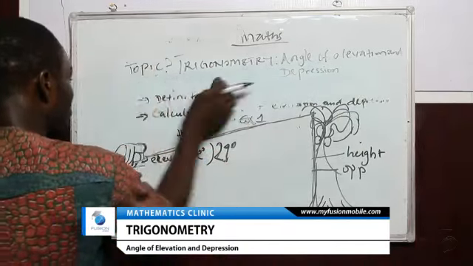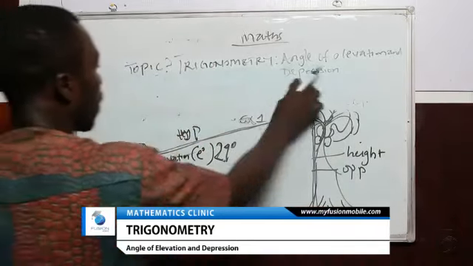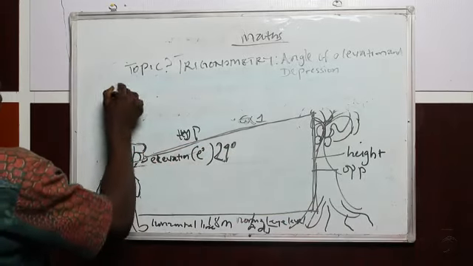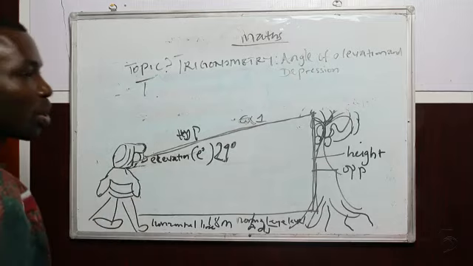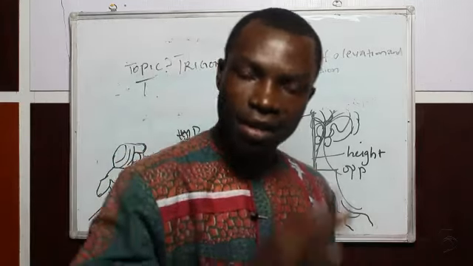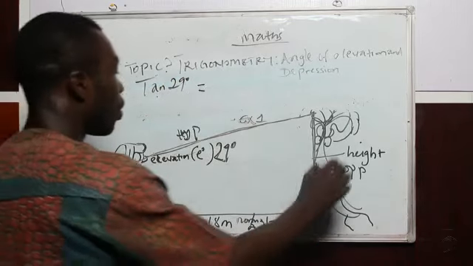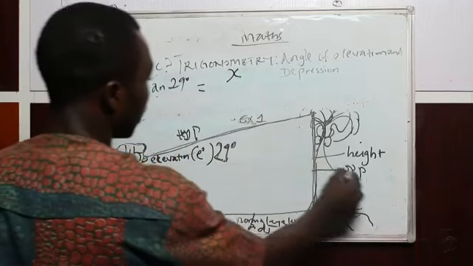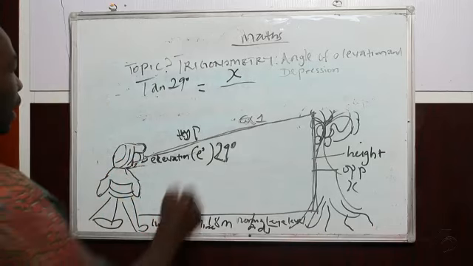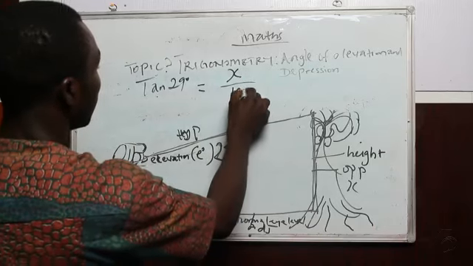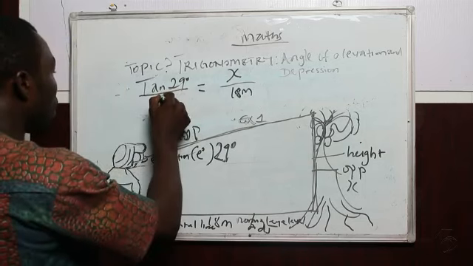Therefore, TOA is what we are going to use. TOA, which is tan. Tan 29 degrees is equal to opposite, which is designated with x because we are looking for our height, over adjacent. What is our adjacent? 18 meters. For uniformity, we divide this one by 1.